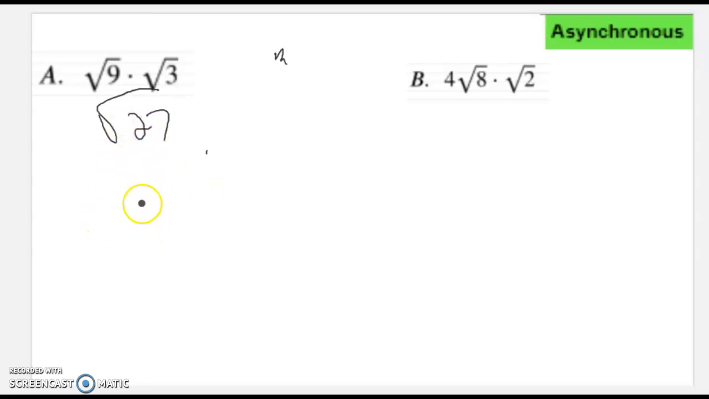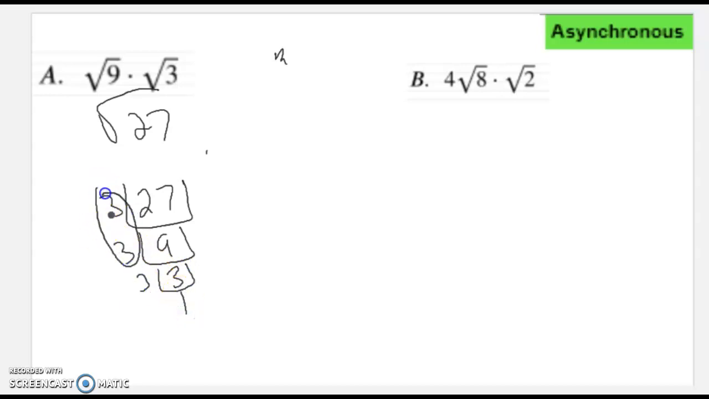And then we can just use our birthday cake method to break it down. So 27 is divisible by 3. We get 9. 9 divided by 3 is 3. 3 is prime. So we're going to end up with 3 outside and then the square root of 3 inside.